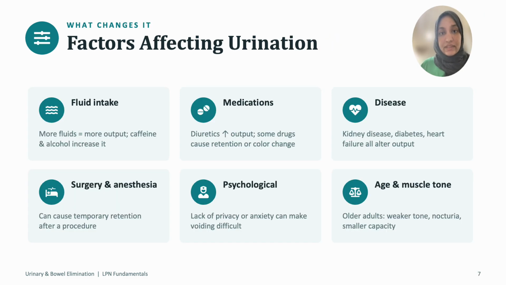All right, factors affecting urination. Lots of things move the dial on urination. Fluids, obviously: the more we take in, the more we put out. If you drink any caffeinated drinks or alcohol, it increases the urge, so you are urinating more often. Medications, especially diuretics, their function is to increase the output, and there are other medications that cause retention, and also other medications that cause color change. Chronic diseases like diabetes and kidney diseases can change it.